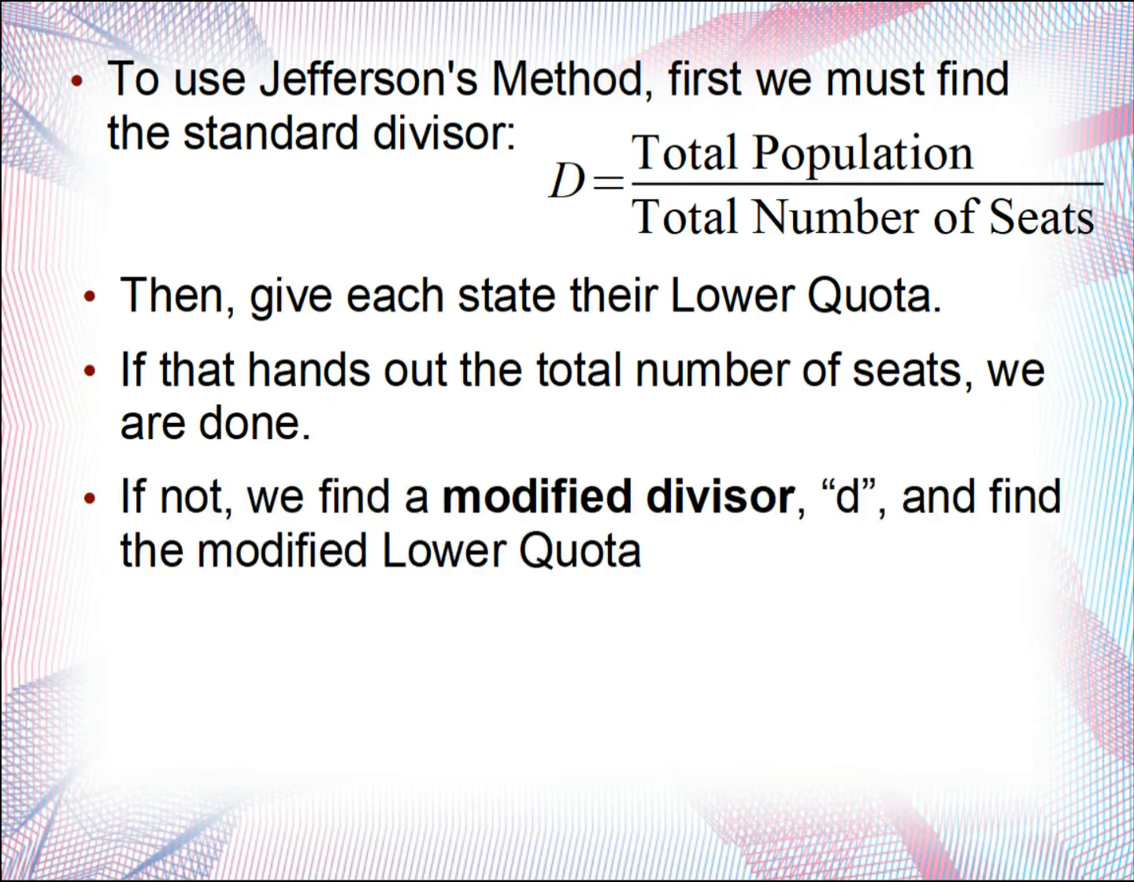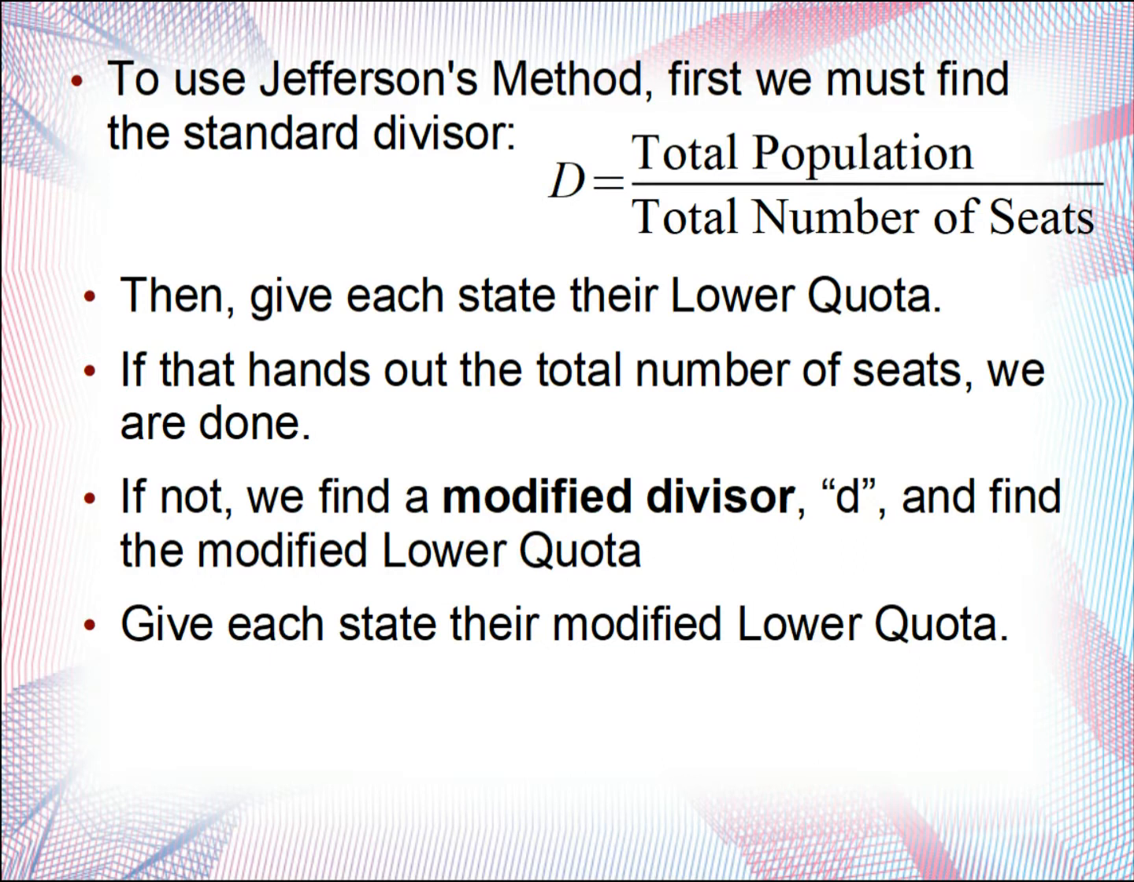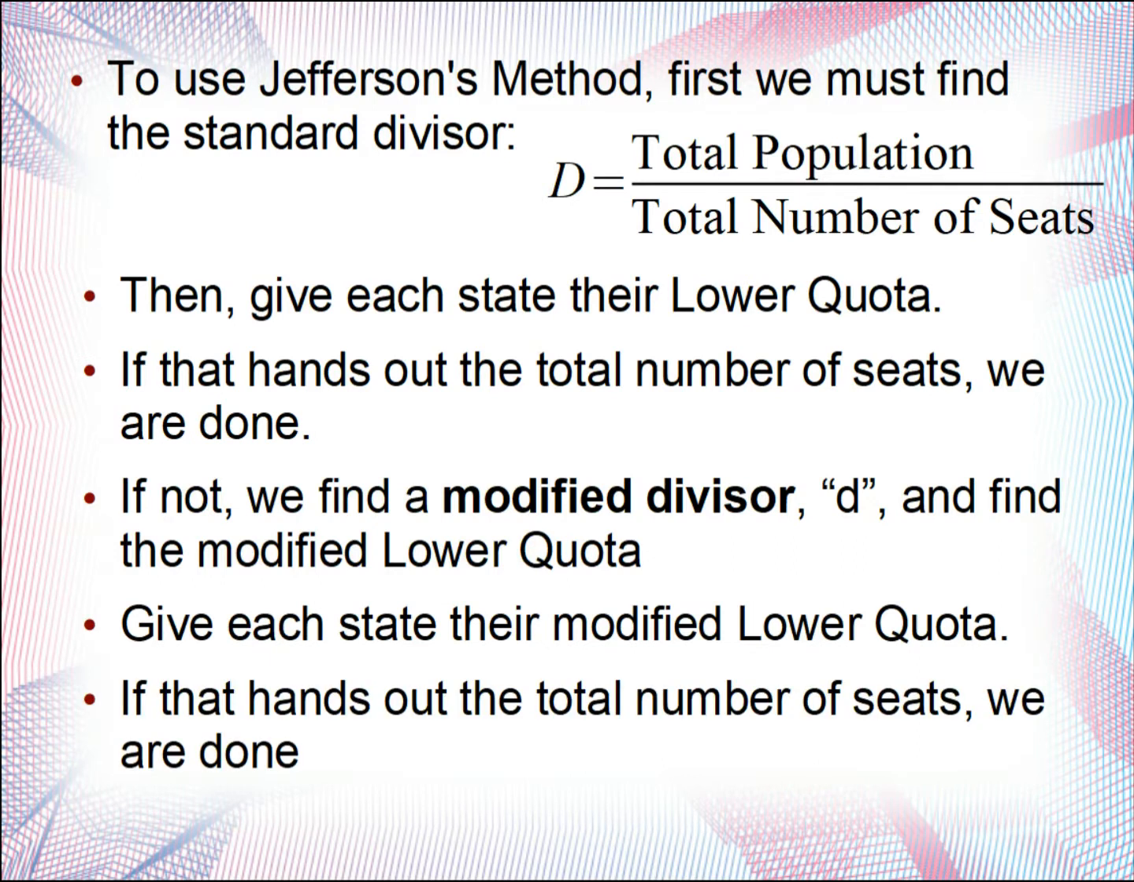But if it doesn't, we're going to choose a modified divisor, which we denote by a lowercase d, and we're going to use that to find a modified standard quota, and therefore a modified lower quota. We'll give each state their modified lower quota, and if that hands out the total number of seats, we are done. If it doesn't, we just repeat this process until we can successfully hand out the correct number of seats.